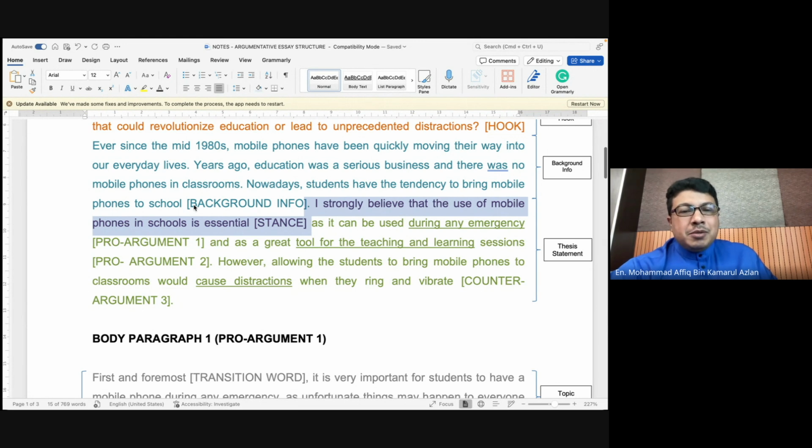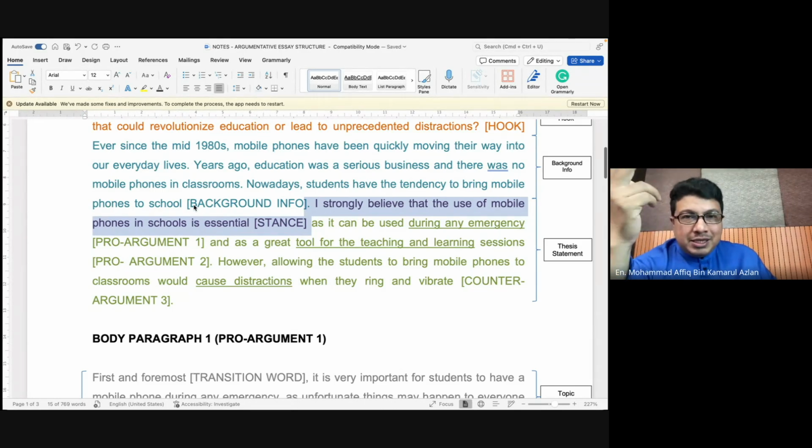Or maybe they mentioned point number one, number two, number three, but if you take a look at paragraph one, it is point number three. It does not match the order, the sequence of the thesis statement. So this is important. We want to make sure the body paragraphs match the points in the thesis statement.